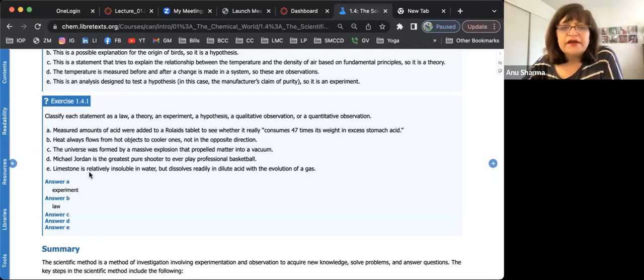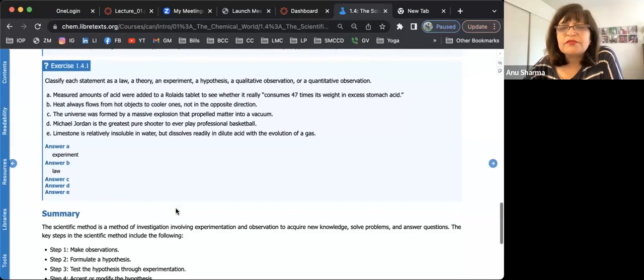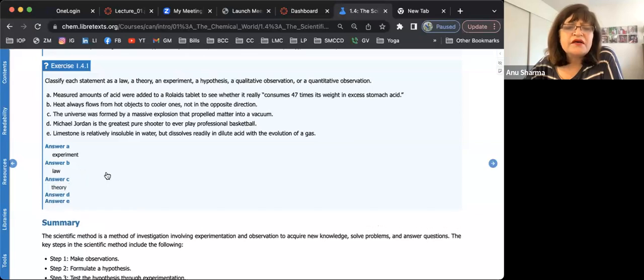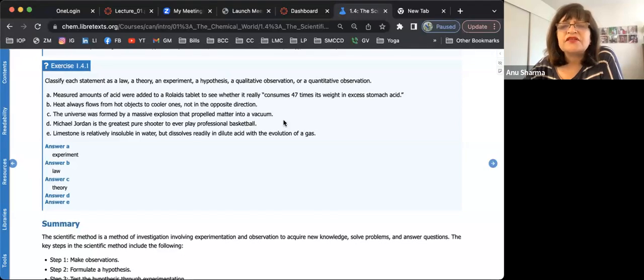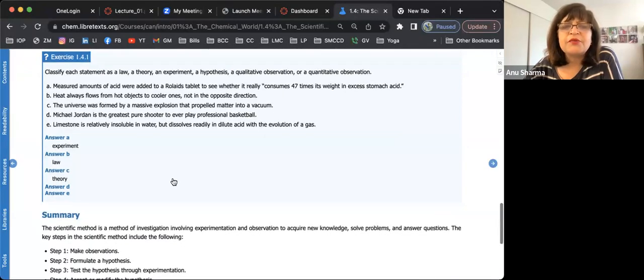Next: the universe was formed by a massive explosion that propelled matter into a vacuum. We know the Big Bang has occurred. The universe was formed by a massive explosion, and they're referring to the Big Bang. We have evidence for it. So is this a theory? Yes, it's like knowledge. We have seen it. It's in the theory. Theory is basically a body of knowledge.